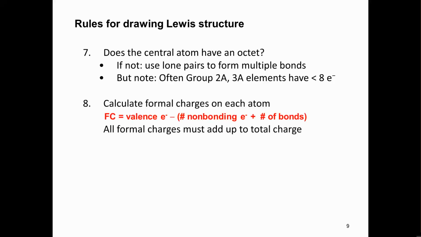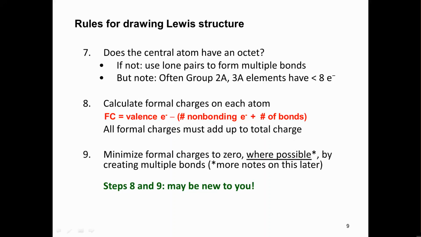And then finally, especially in the case when multiple Lewis structures could be drawn, we can use the calculation of formal charge to help us decide which Lewis structure is the best. So formal charge, Fc, is calculated as follows: valence electrons minus the sum of the number of non-bonding electrons and the number of bonds. And remember, all formal charges on the atoms that make up this molecule must add up to the total charge of this molecule.